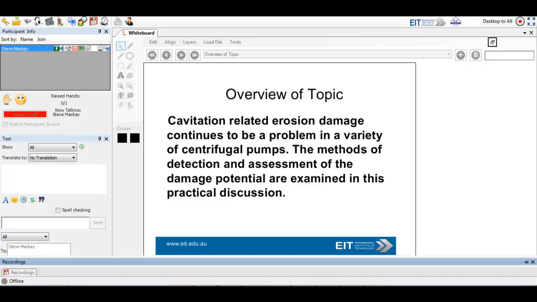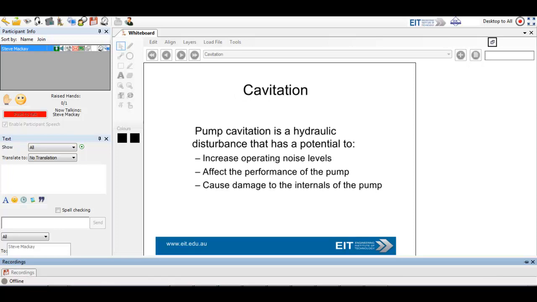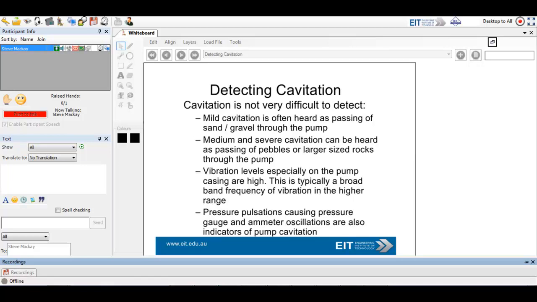So cavitation is damage to your pump, typically within the pump itself, and we just want to really look at some of the causes of it and to do with pumping. It's a disturbance that has the potential to increase operating noise levels, and believe me, it can make a huge noise, even in a noisy plant. It can damage the performance of the pump, and obviously cause significant damage to the internals of the pump.